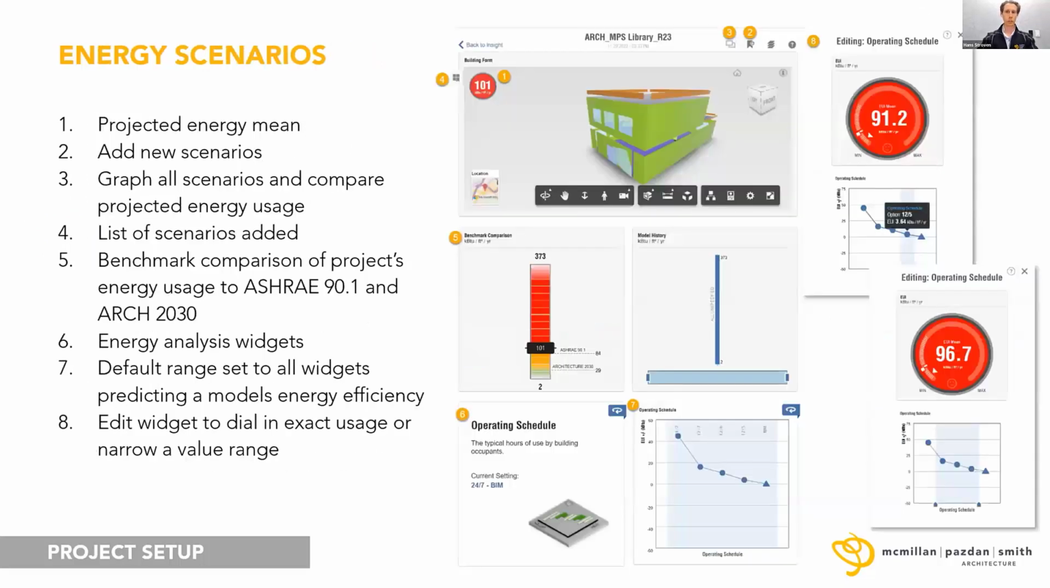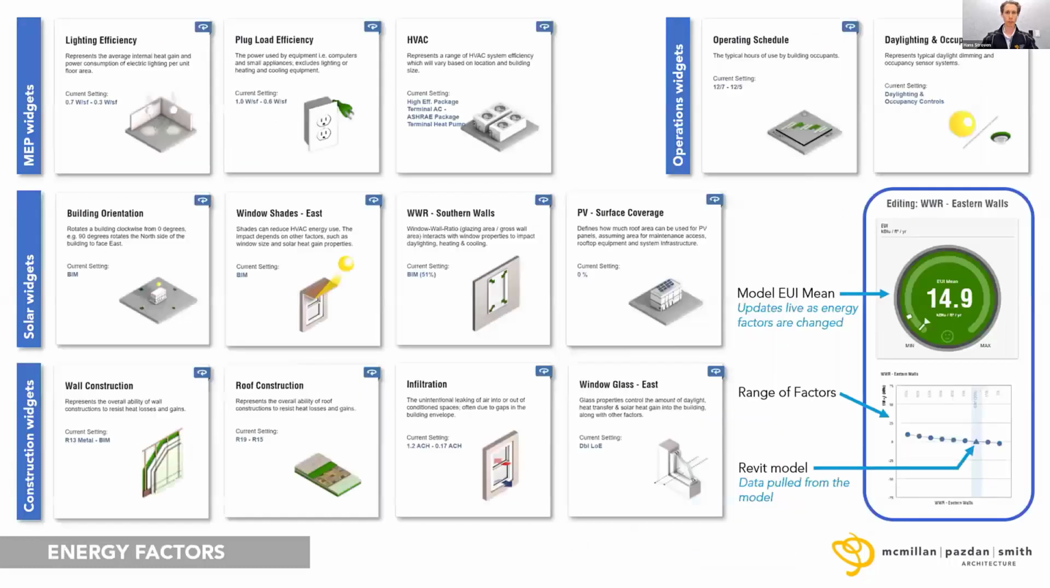So now from there, we can then start going into the different energy scenarios and dialing in all these different factors of your building itself. So once again, the benchmark comparisons are, we're looking at the ASHRAE 90.1 and the Architecture 2030. Those are built into Insight, and it will tell you where your building is going to reside or how it compares with those energy factors. So with that, you've got a whole array of different widgets or energy factors that you can control between MEP related ones, solar related factors, construction, and operational widgets.